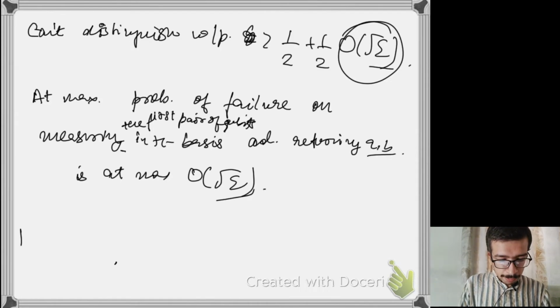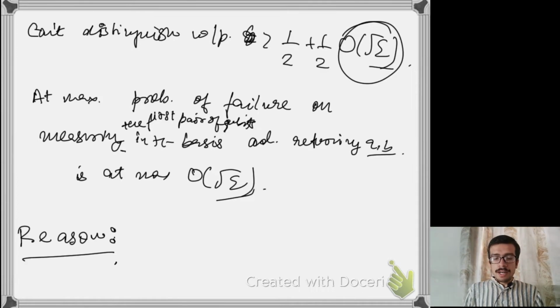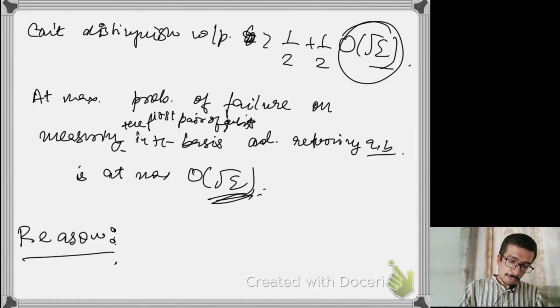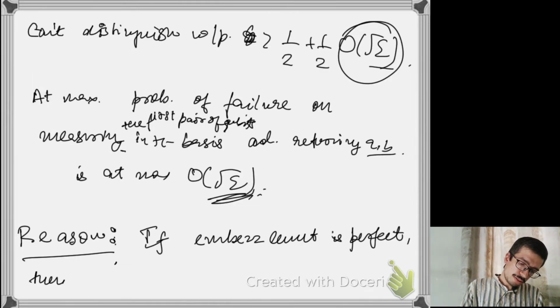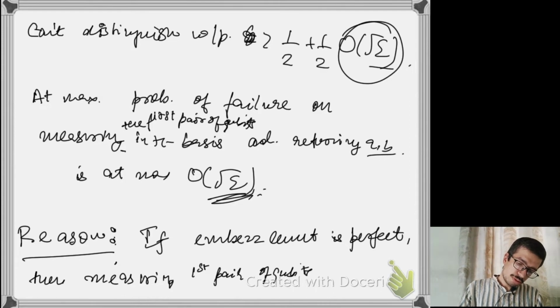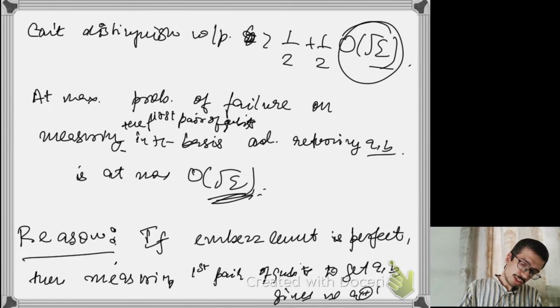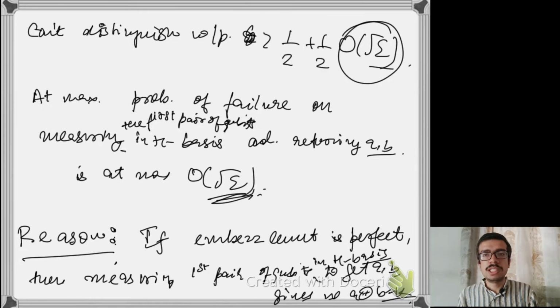And okay, so let me explain the reason more formally here. So the reason is that, okay, so suppose embezzlement is perfect, then measuring the first pair of qubits to get A comma B gives us A XOR B equals K. So my first pair of qubits is measured in the Hadamard basis, right? That is in the plus minus basis, the eigenstates of X. So we have already seen that, right, in the last lecture, how it happened.